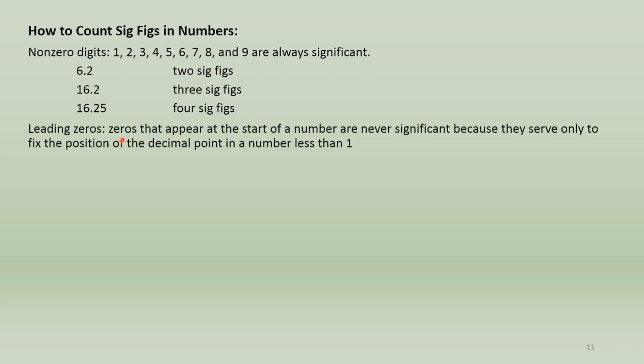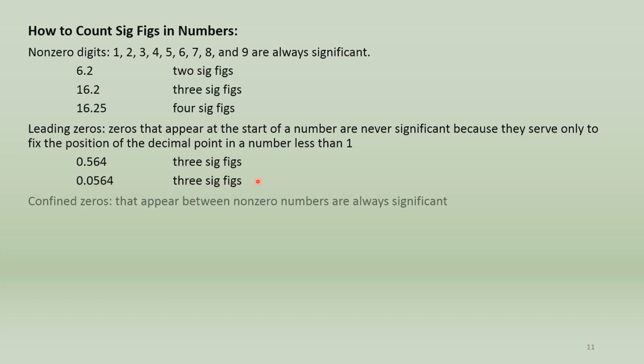Leading zeros, that's zeros on the left, that appear at the start of a number are never significant because they only serve to fix the position of the decimal point in a number that's less than 1. For example, 0.564. This 0 to the left is not significant. This has 3 sig figs. 0.0564. Zeros to the left are not significant. Only the non-zero digits are. There are 3 sig figs.